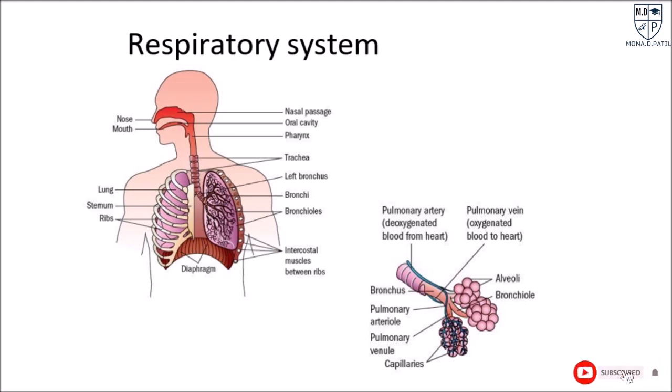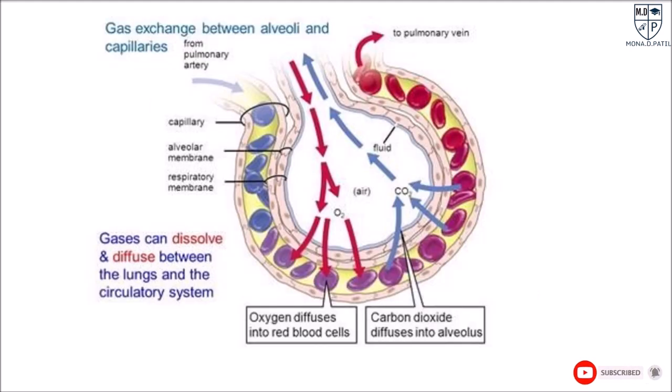Here you can see the gas exchange between alveoli and capillaries. The red colored entries on the hemoglobin are O2 or oxygen. Gases can dissolve and diffuse between the lungs and the circulatory system. Here oxygen diffuses into the red blood cell and carbon dioxide diffuses into the alveolus, meaning from the blood to the alveolus for excretion purposes.